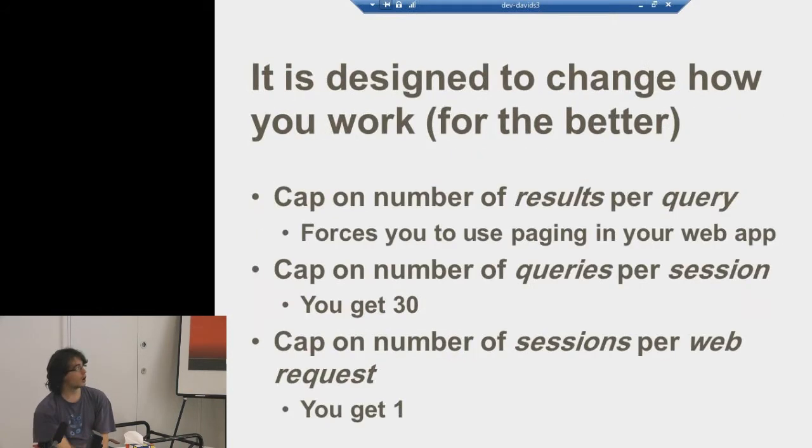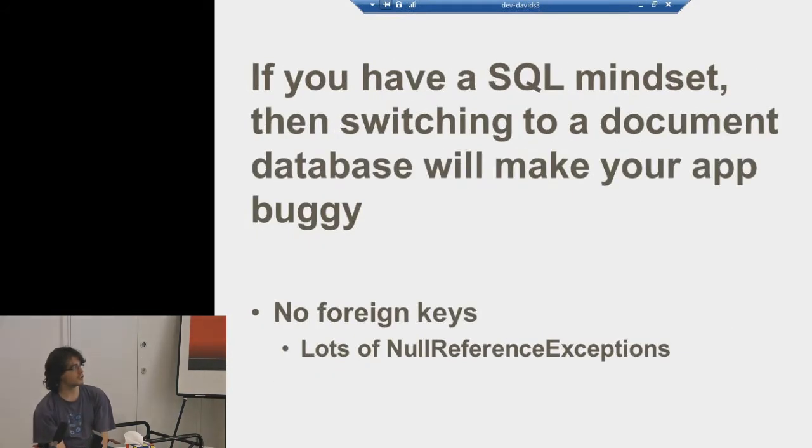So let's say that you love what you've heard so far and you want to switch to it. The history of Deployment Manager is that it used to be written on top of a SQL database, and it got switched over to using RavenDB. If you have a SQL mindset and you just blindly switch over to a document database, it doesn't matter which document database you pick, whether it's Raven or Mongo or one of the other ones, you'll have an awful lot of bugs from null reference exceptions.